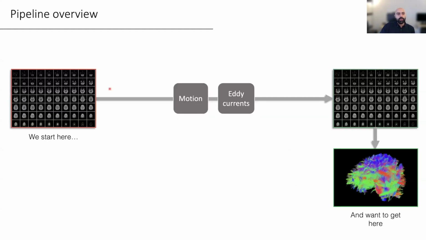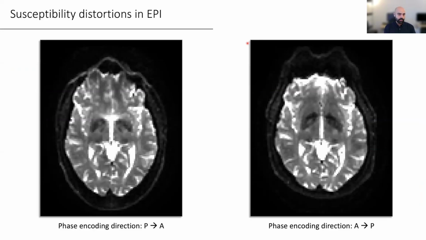So now we look at what a pipeline might look like at this point. We started with raw data. We want to go to fully corrected data for tractography. And at this point, we've primarily covered motion artifacts and eddy current artifacts. Now let's add in another major issue that affects diffusion, and that's susceptibility distortions.